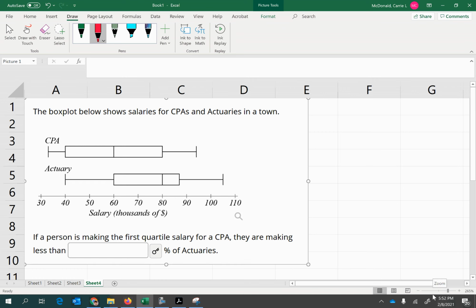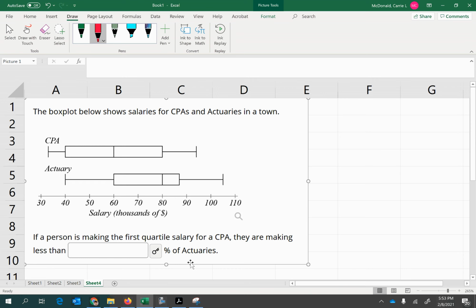And here's the next question. It says the box plot below shows salaries for CPAs and actuaries in a town. The CPAs seem to be making overall a lower salary than the actuaries. And then we're asked, if a person is making the first quartile salary for a CPA, they are making less than what percentage of actuaries?